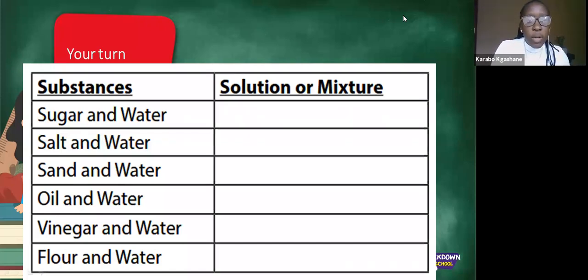The next one, oil and water. Would that be a solution or a mixture? All right, would that be a solution or a mixture? Let's see your answers.